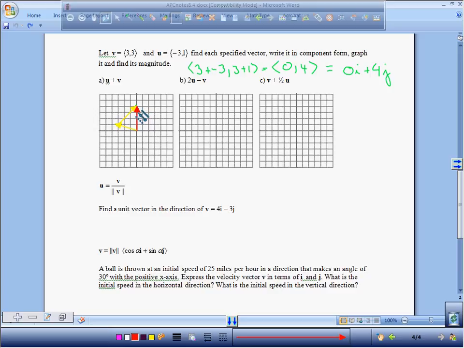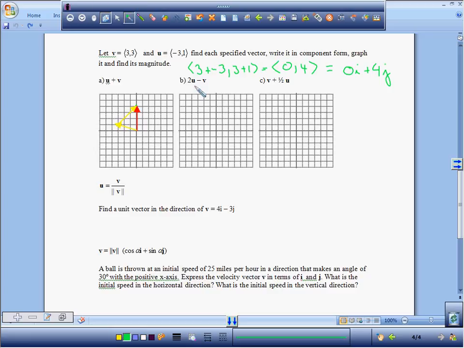I could have gone over 3 and up 3 and then back 3 and up 1, and I would have gotten to that same point, and I still would have got that red vector as the answer. Wait, so you started? I started right here, and I went vector u plus vector v. For the first one, this says u plus v, right? So I went back 3 and up 1. And then from this point, I went over 3 and up 3.